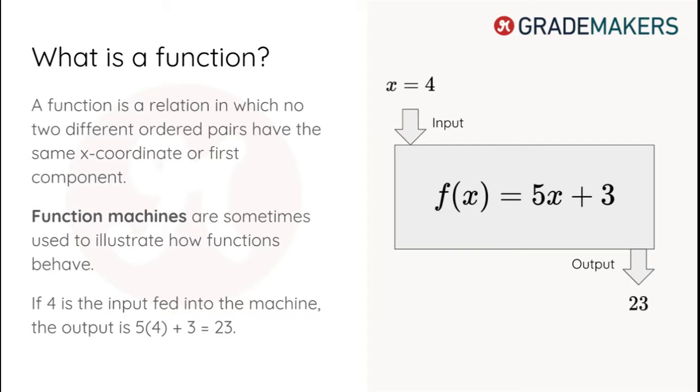So if you put an input into the machine, and by input I mean a value of x, then we get a desired output. You can see on the right hand side that we have an example of a function machine. This particular function is f of x equals 5x plus 3. So if we set the x value to 4, we first have to do 5 times x, so 5 times 4 is 20, then we add 3, and that gives us our f of x, our function of x, which in this case would be 23.